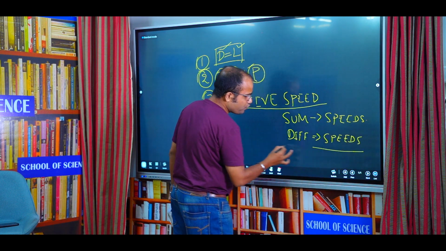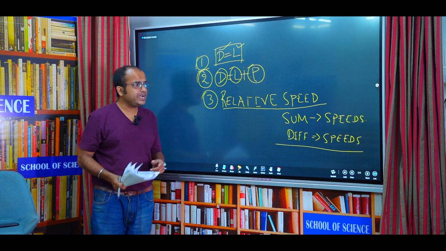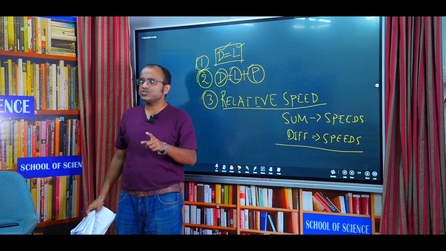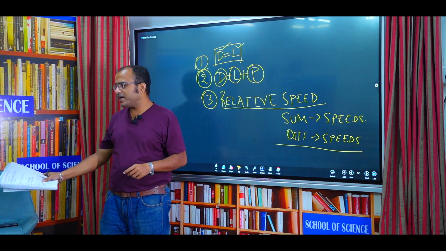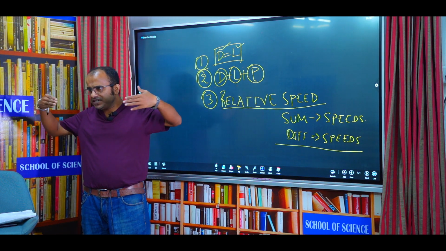So these are the two formulas for relative speed. These are also required for solving the problems of trains. So what is relative speed? Suppose it is given in the question that two trains are coming in opposite directions.